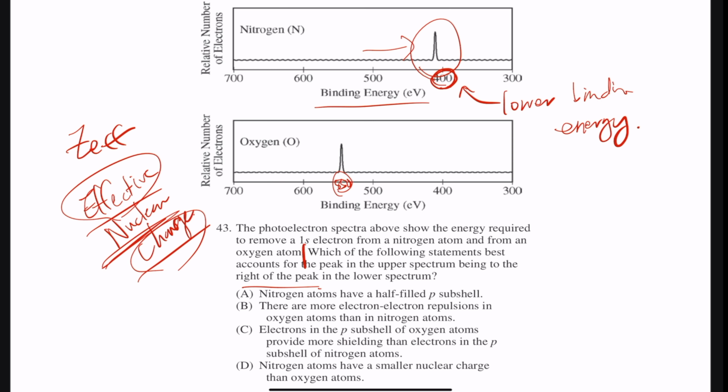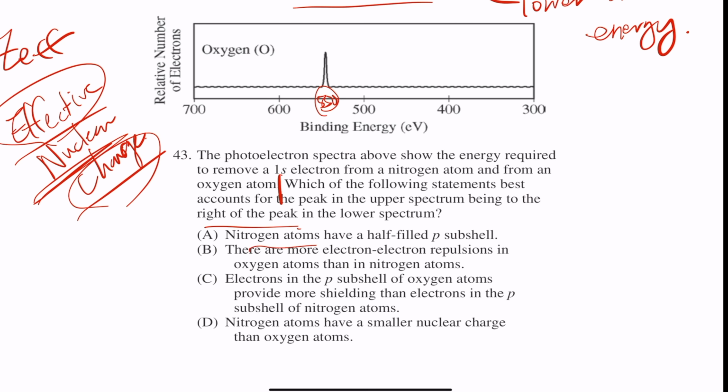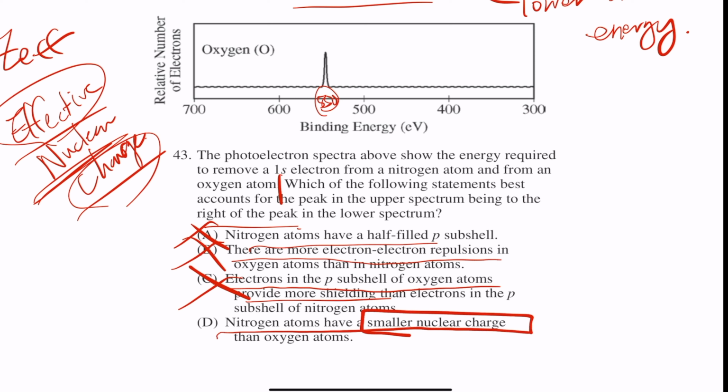So let's pick something that says something like that. Nitrogen atoms have more electron repulsion? No. Electrons in the p suborbital provide more shielding? No. Nitrogen atoms have a smaller nuclear charge, one fewer proton than an oxygen atom does. That's why answer choice D is correct.